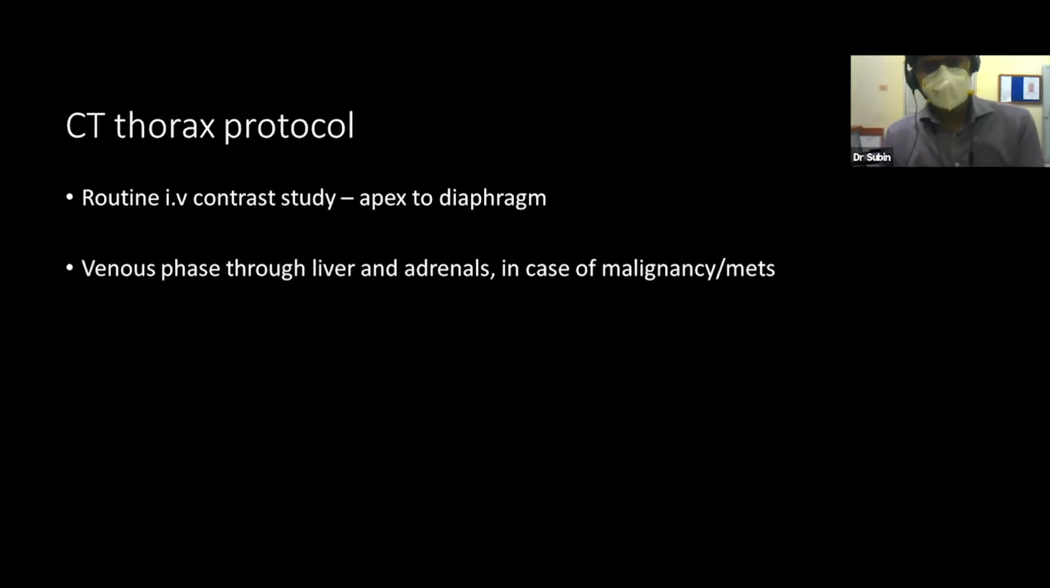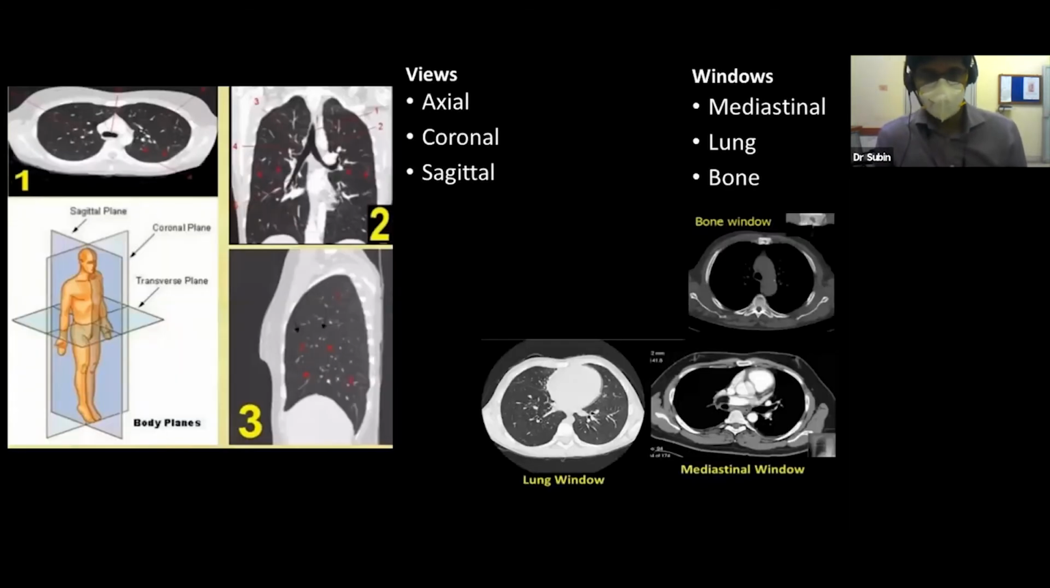So for the routine CT protocol, we usually cover from apex to diaphragm. In case of malignancies, we cover the adrenals as well. And we sometimes do a venous phase also through the liver and the adrenals in case of malignancy, because liver lesions and adrenal lesions are better seen in the late, delayed, or venous phase.